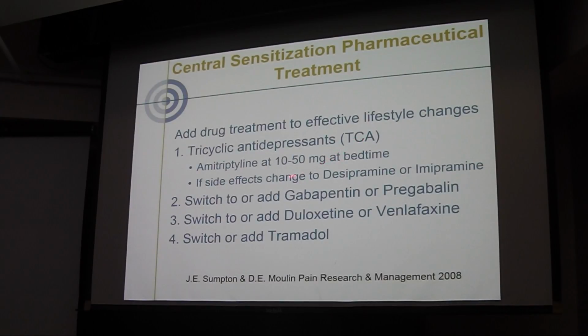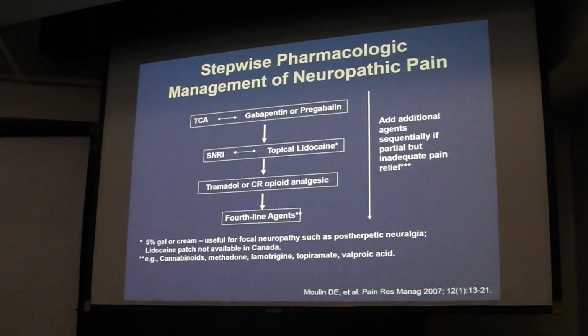This is where you hear about the tricyclic antidepressants. If they aren't effective enough, then we add gabapentin or pregabalin, like Lyrica, and then we may add duloxetine, which is Cymbalta, or venlafaxine, which is Effexor. And then sometimes we use tramadol products, which is really underused in our world because they're not covered by our drug plan.